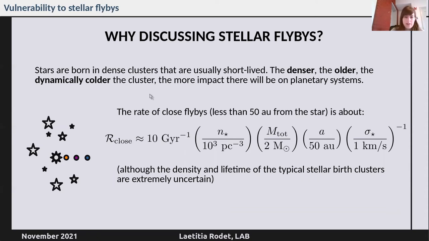So in order to give you an order of magnitude of how likely it is, this is a small computation of the rate of close flybys, that means less than 50 AU from the star, in the case where you have a non-absurd density for the cluster. You end up with a rate which is basically 10 per giga year, so one every 100 million years, which is not a lot actually, because we think that the birth cluster dissipates quicker than that. But the birth conditions of stars are so poorly known that the order of magnitude of the density and lifetime can vary significantly, and this can change everything for the likelihood of the average planetary system to have been changed by a flyby.